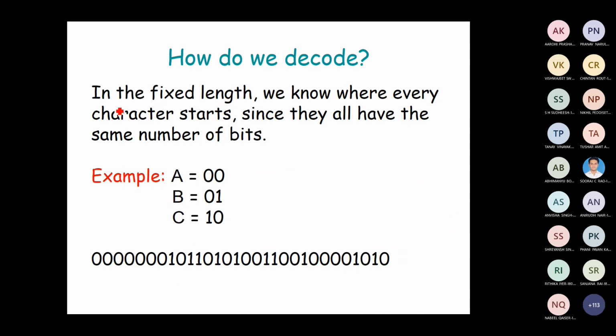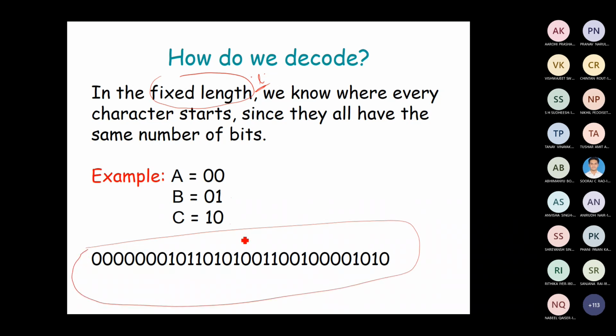Suppose we are using the fixed length code, and we know where exactly the character starts and where exactly the character ends. In case of fixed length code, each and every character may be represented by L number of bits, so I can count the L number of bits starting from the first bit and make out the information. Say for example, A is equal to 00, B is equal to 01 and C is equal to 10. This is the information which I received at the receiver.